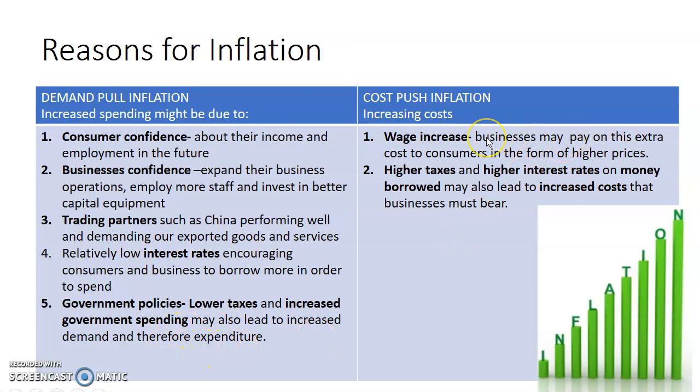Okay, now how does cost pull inflation work? Again, wage increases. When the wages are increased, the businesses may pass this extra cost on to consumers, so the prices of the goods will increase if the wages are increasing. Again, higher taxes and higher interest rates on money borrowed. If we are looking at a business, when we are borrowing a loan, and if we are paying higher taxes, the cost is likely to be passed on to the consumers again. Okay, so that's why the price of the product may increase also. So these are some of the reasons for inflation.